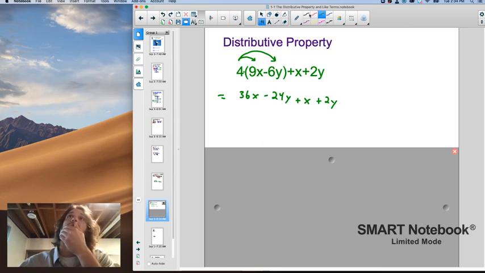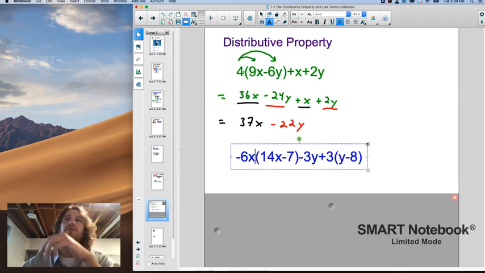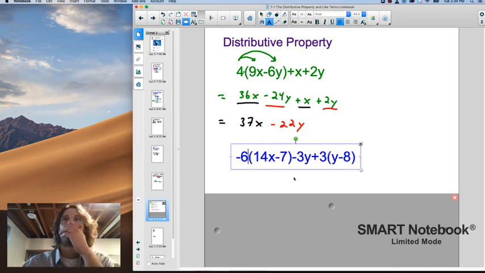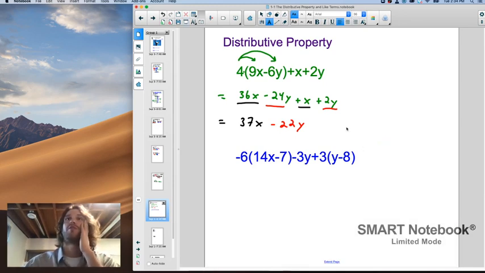And now we can combine like terms. Going through in black, all the x's there and there will be equal to 37x. And here, negative 24 plus 2 is minus 22y. Okay, you can try this one on your own. I am actually going to remove this x here. Try it as it is written. Do your best. And we're going to go over it in just a minute when you unpause the video.